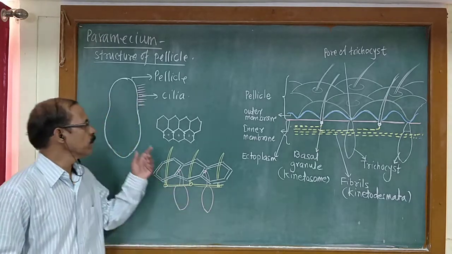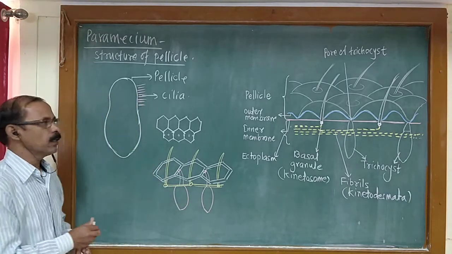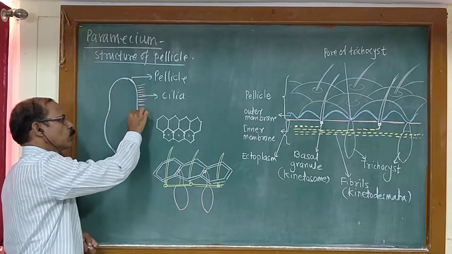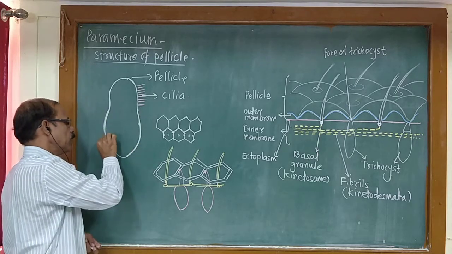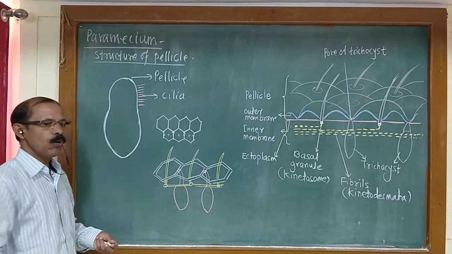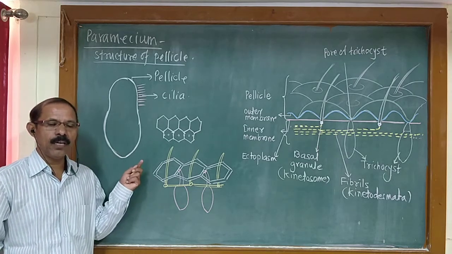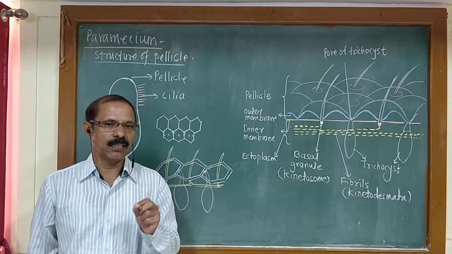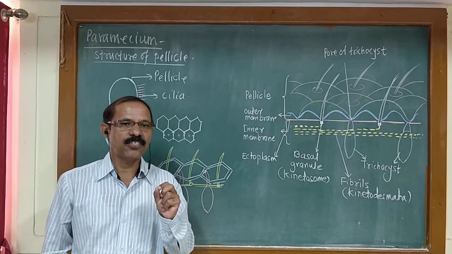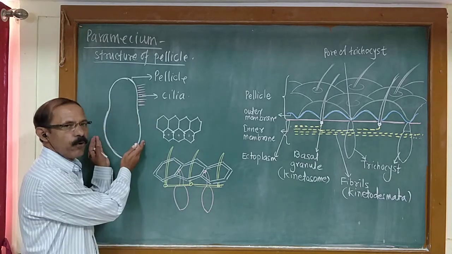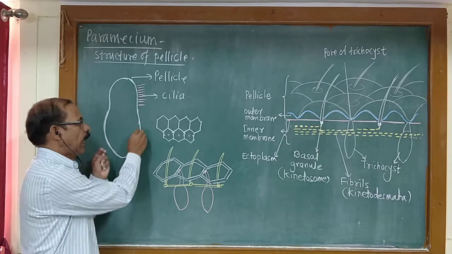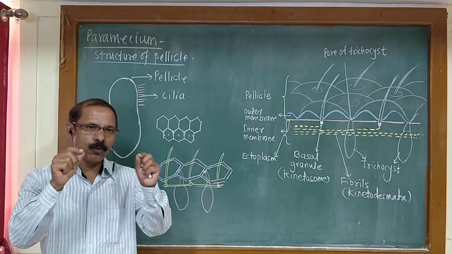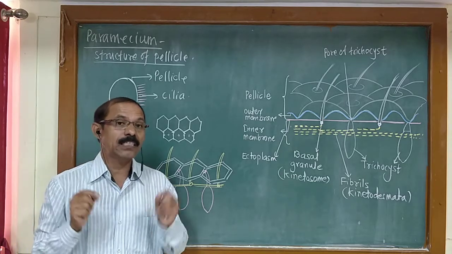The body of Paramecium is covered by a covering called the pellicle. So this is the pellicle. In the external character, the outermost body covering is called the pellicle. Pellicle is a thin, firm, elastic, living membrane and it is gelatinous in nature. It covers the body, and the function of the pellicle is to give proper shape and maintain the shape of the body.